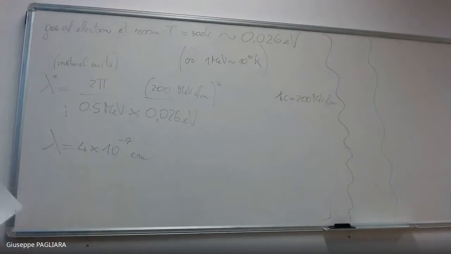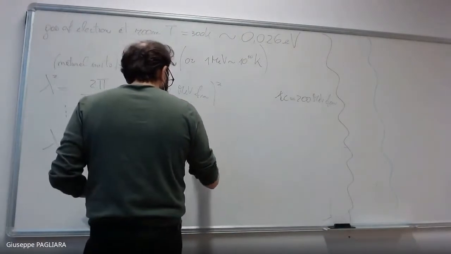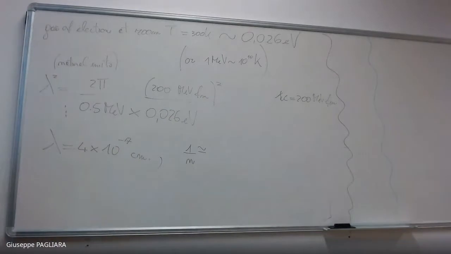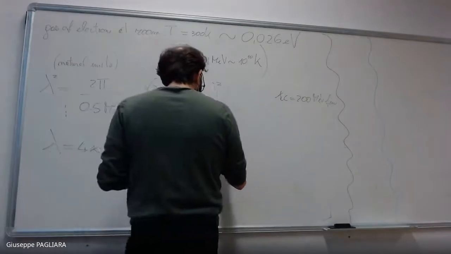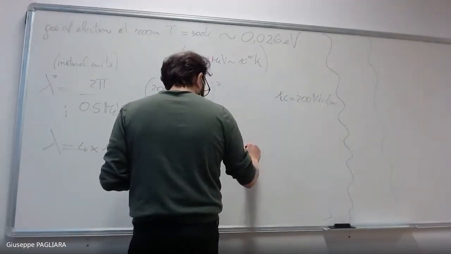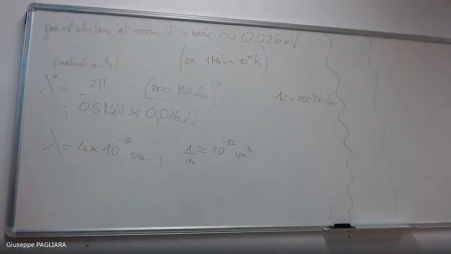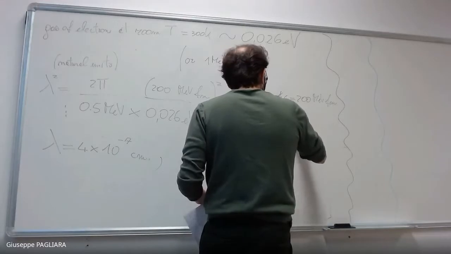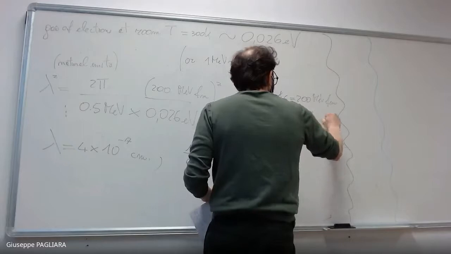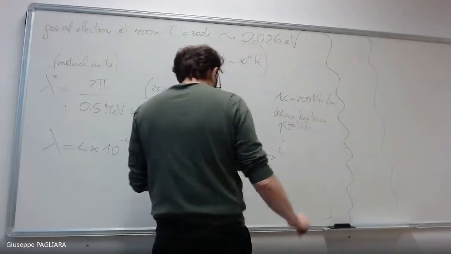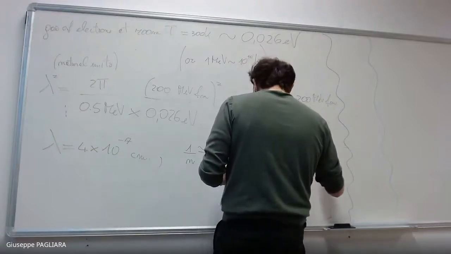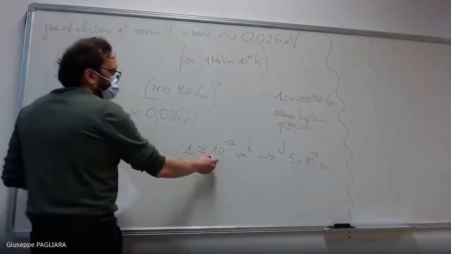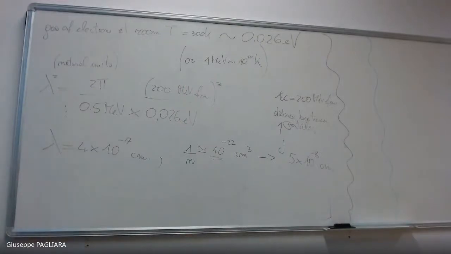Now let's consider instead the density, 1 over n equal to, just to put real, macroscopic and reasonable numbers, 10 to the minus 22 centimeter cubed, which means that in 1 centimeter cubed I have 10 to the 22 particles, which is more or less the order of magnitude of the Avogadro number. You take the cubic root of this, and then you get the typical distance between the particles, which is of the order of 5 times 10 to the minus 8 centimeter. These are reasonable numbers.